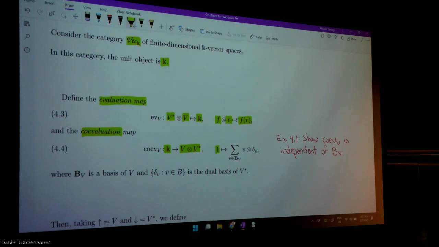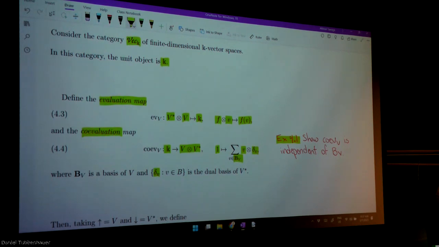We take a sum over some basis. We fix some basis in our vector space, and we take a sum over V tensor delta V, as V ranges over that basis, and delta V is the dual basis. And then a little exercise that I put in the notes, you can show that this map is actually independent of the basis. So even though when I define it, I've chosen a basis, the map is independent.